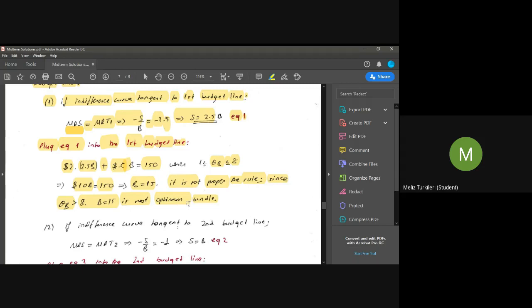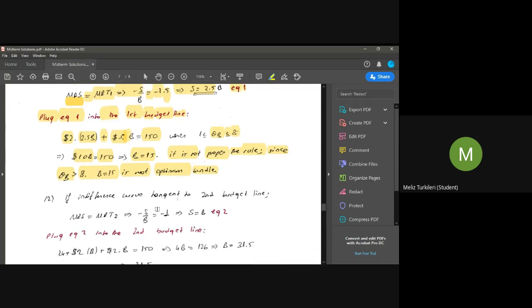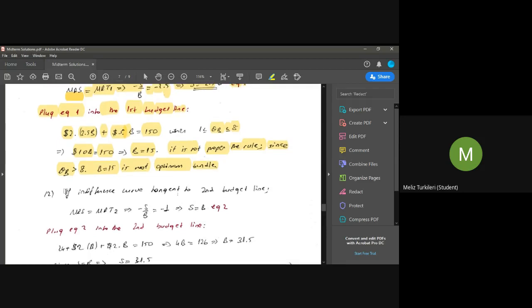We need to understand that our indifference curve does not tangent to the first budget line. It says it is going to be tangent to the budget line when the bags is equal to 15, but recognize that when the bags is equal to 15, we have another budget line. Therefore, this is not the optimal bundle. Check for the second budget line.